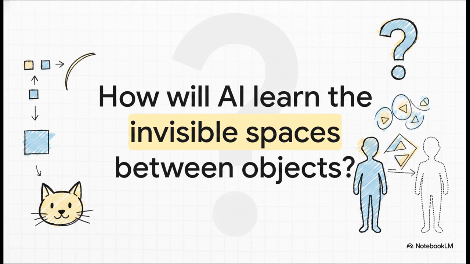But it leaves us with a pretty fascinating question to ponder. If current AI relies entirely on the pixel data that is tangibly there to build its spatial hierarchy, how might the AI architectures of tomorrow evolve to understand the deeper context? The invisible spaces, relationships, and intentions between the objects they see.